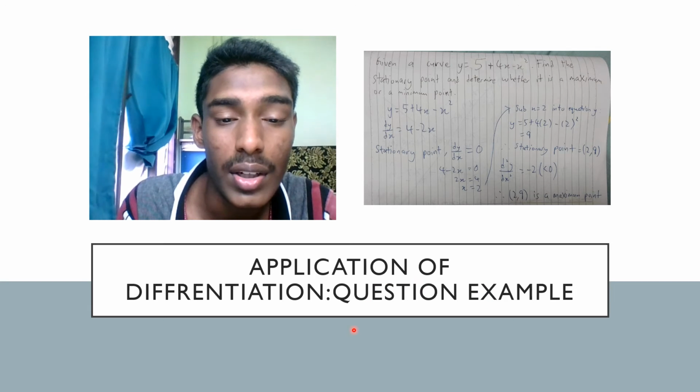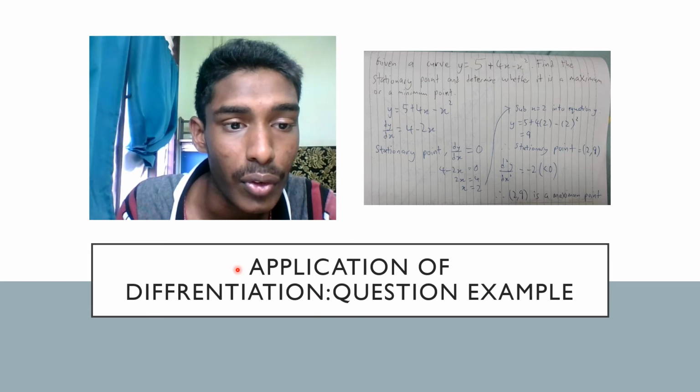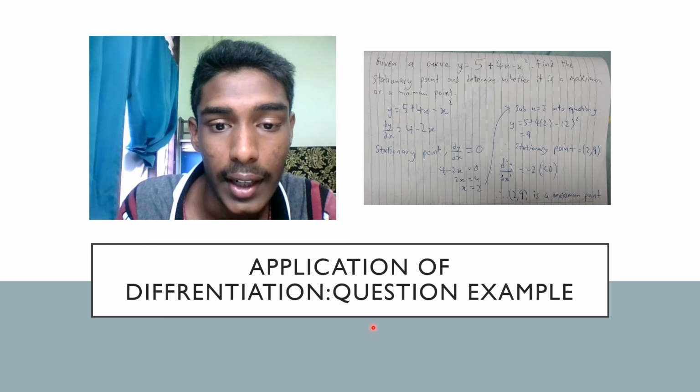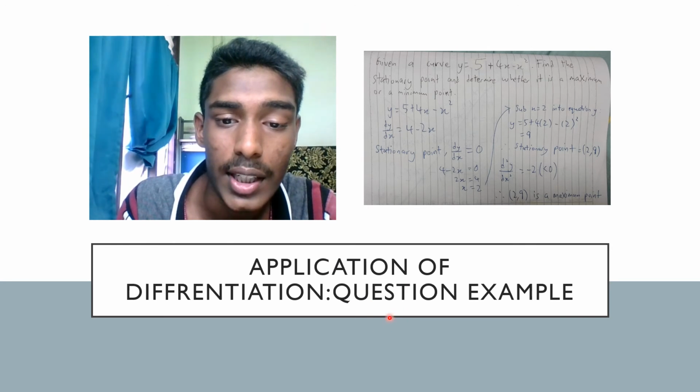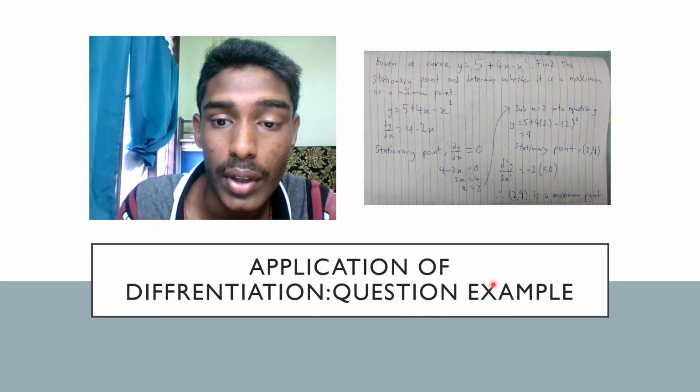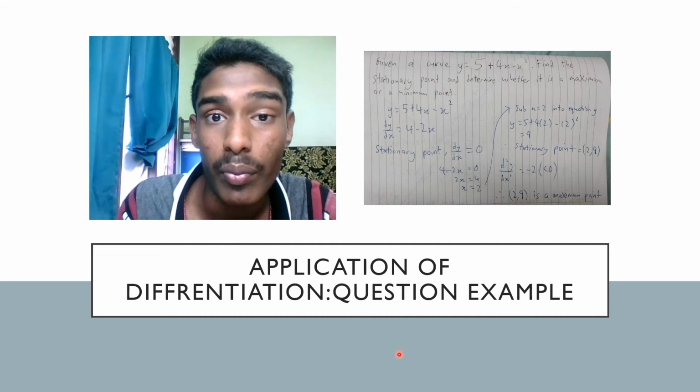When you differentiate the second time from this, you get -2. Since -2 is less than 0, this stationary point coordinate (2, 9) is a maximum point.